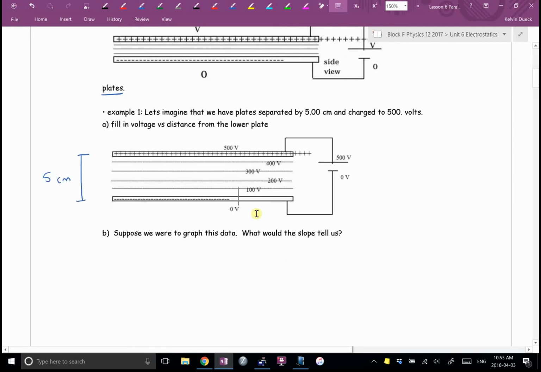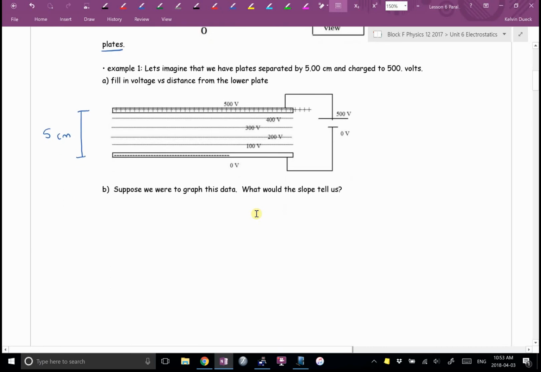Suppose we were to graph this data, voltage versus distance. What would the slope tell us? Now remember, before Christmas, I taught you graphing tricks. What was the trick for slope? What did we do if we wanted to figure out what the slope was telling us, if we hadn't seen the graph before, so that we didn't have to memorize every graph under the sun? Do you remember?